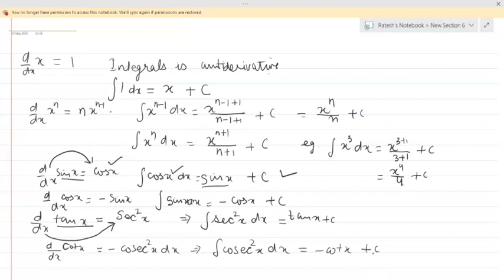One more formula I want to tell you here. You know very well d/dx of e raised to power x is always the same, e raised to power x. Similarly, the integral of e raised to power x dx is equal to e raised to power x plus c. That's it.